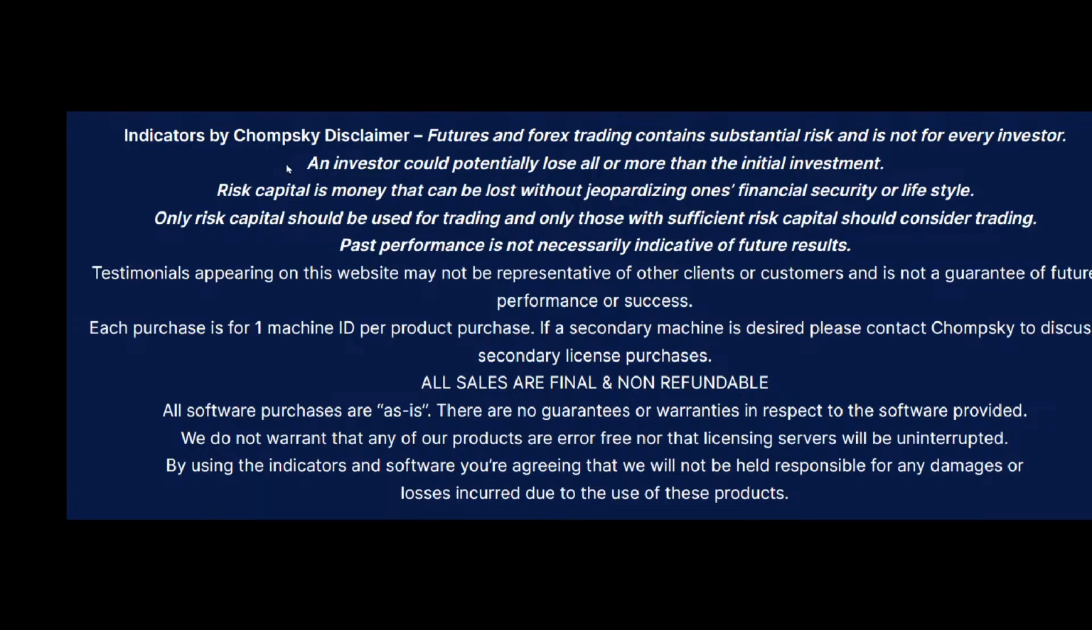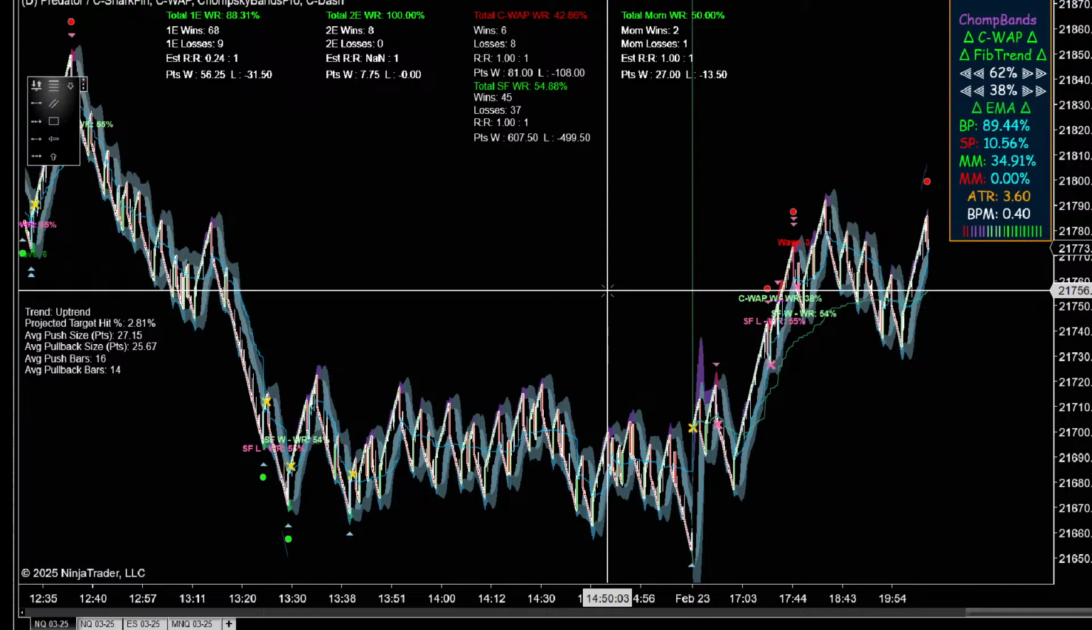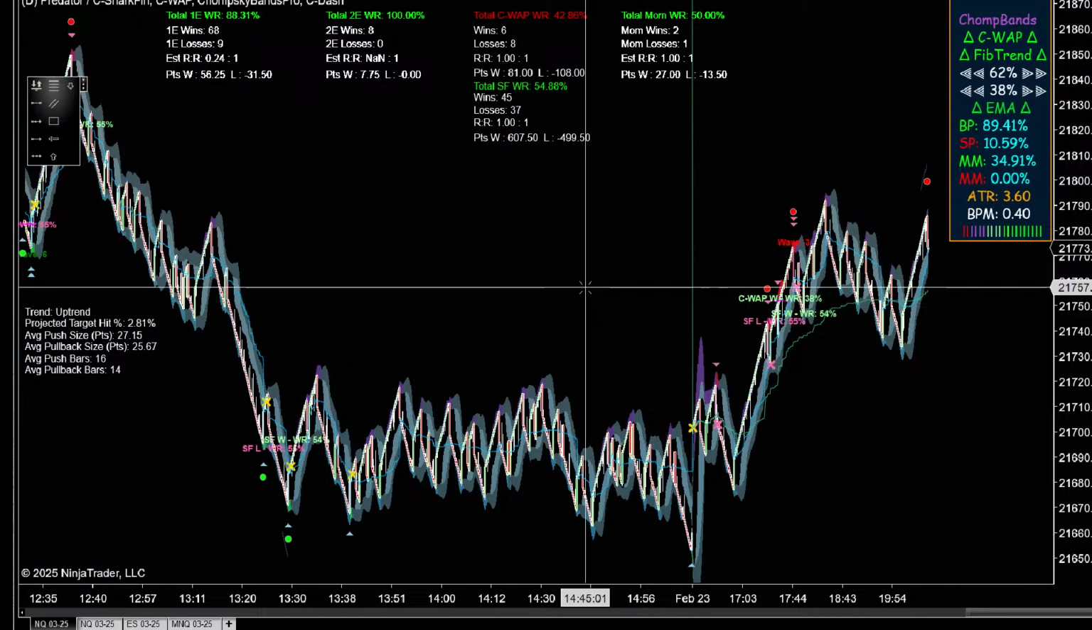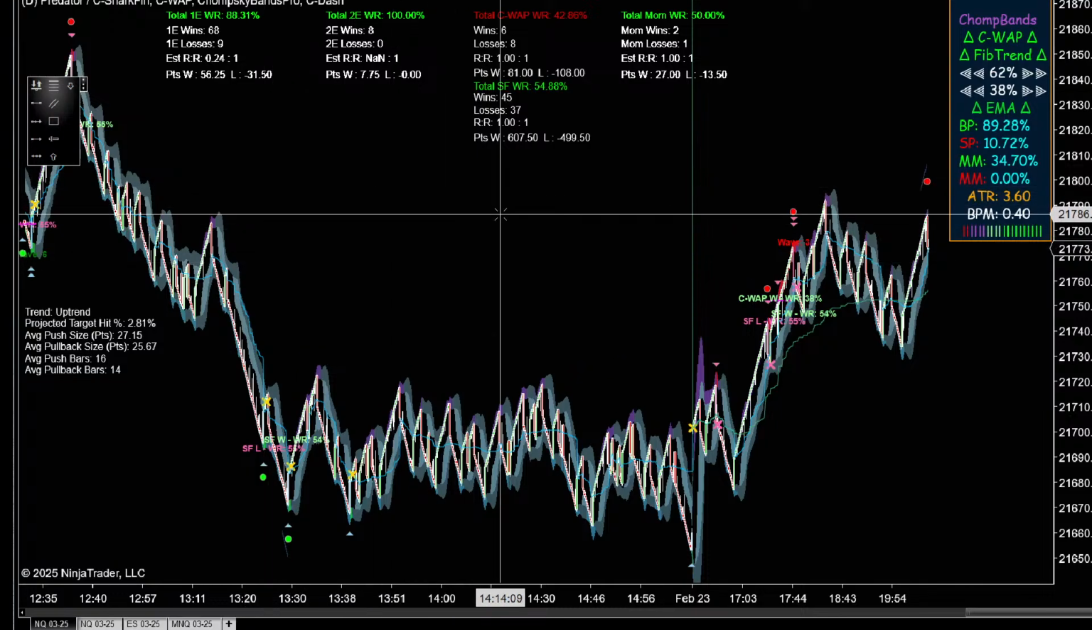All right, everybody. Please read the disclaimer. Trade at your own risk. These indicators are not guaranteed for profit. I wish they were. I do my best to make them profitable, but just being honest with you, everything does have a decay rate. Even the best systems tend to have a decay rate, unfortunately. So take your time, learn them.